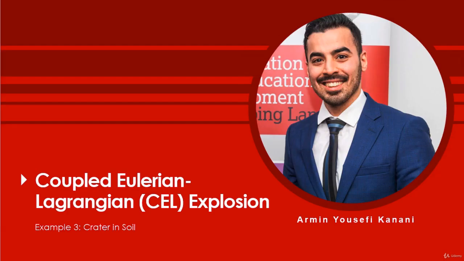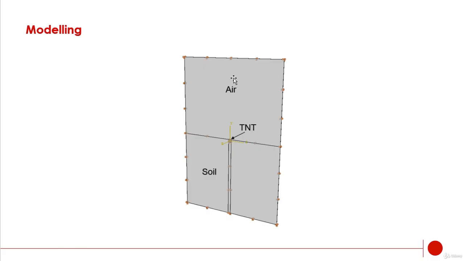Hello everyone, welcome to another example of the Coupled Eulerian Lagrangian method. In this tutorial you're going to learn how to simulate an explosion in soil. We're going to have an Eulerian domain with three different sections. The top part is going to be air, the bottom part soil, and this small middle part is going to be TNT.